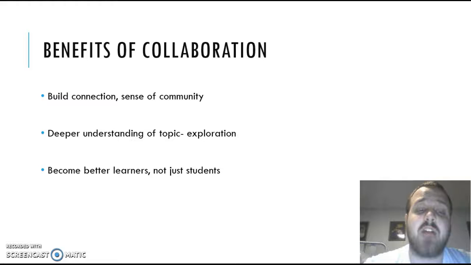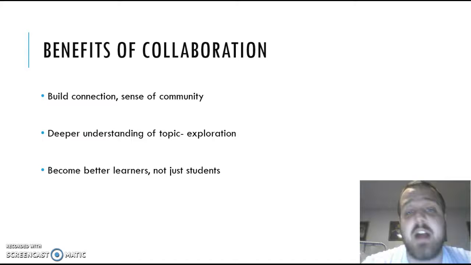Some of the benefits of collaboration, just in general and in this specific lesson. Number one, I think that it can build connection among your students and a sense of community. I include in my physical classroom a lot of student collaboration where they work together. And what's awesome to see is that, depending on your grouping, you can get students who might not normally work together communicating, and it just makes your whole classroom a lot closer and a lot more together.